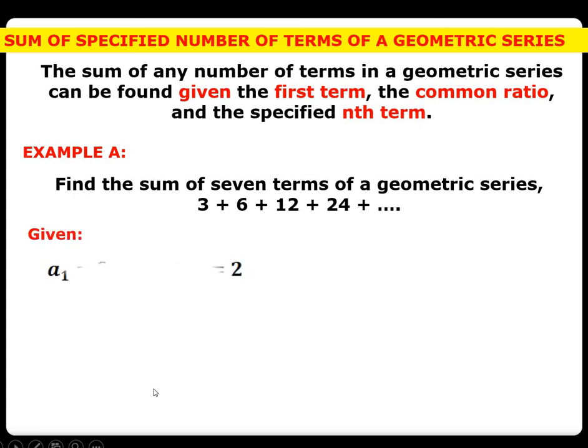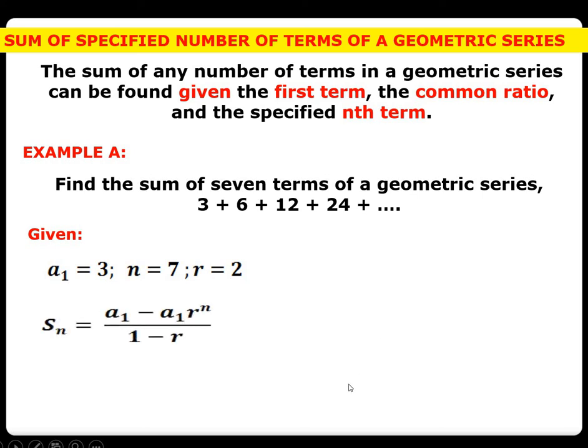Okay, let's have the given. Obviously, a sub 1 is 3. Then n is 7 because you are asked the sum of 7 terms. Then r equals 2, from 6 divided by 3, or 12 by 6, or it can be 24 by 12. So r equals 2.